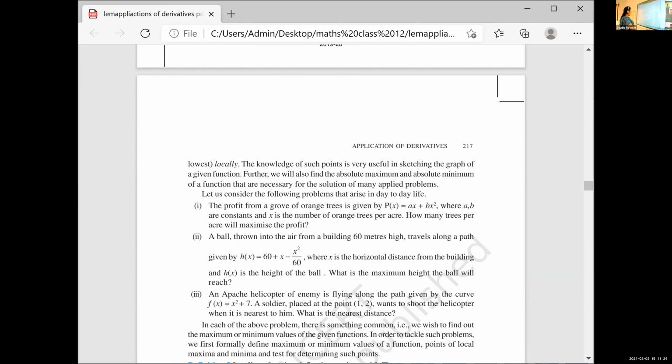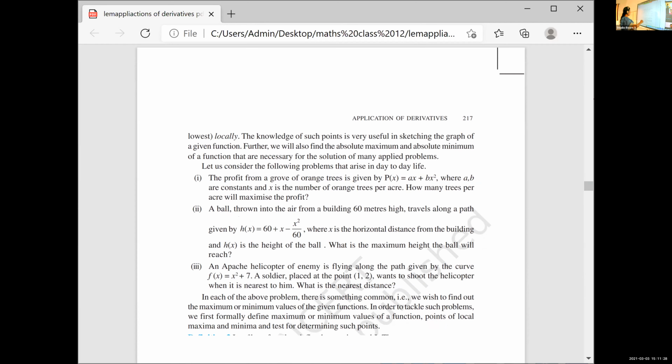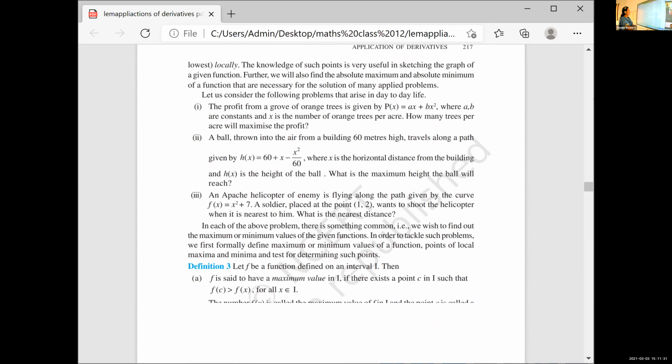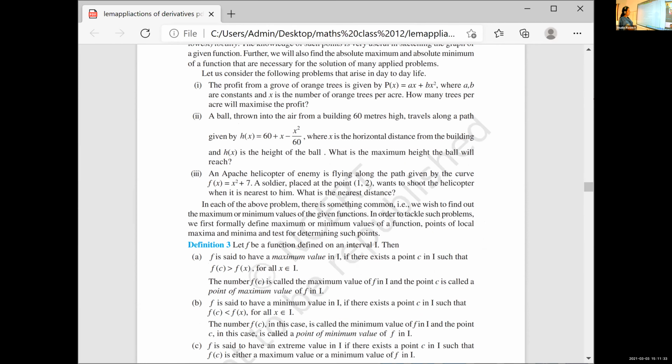Okay, then a helicopter is flying. The path is given by the curve, again a parabola. A soldier is placed at the point (1, 2). He wants to shoot the helicopter when it is nearest to him. What is the nearest distance?